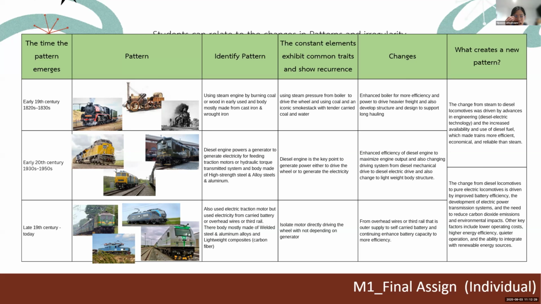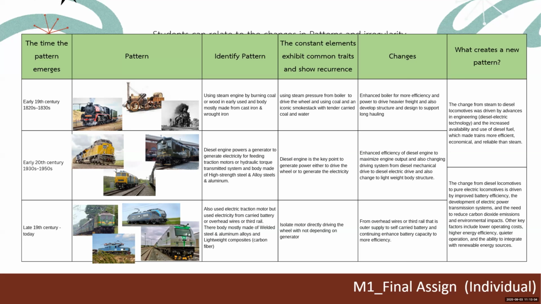Thank you, Karavin. Overall, it's a great way of organizing and explaining the development of the locomotive here. And I have a question about the constant element for the third pattern. You mentioned an isolated motor directly driving the wheel, not depending on a generator. Would you be able to explain this part? It is difficult for me to understand.